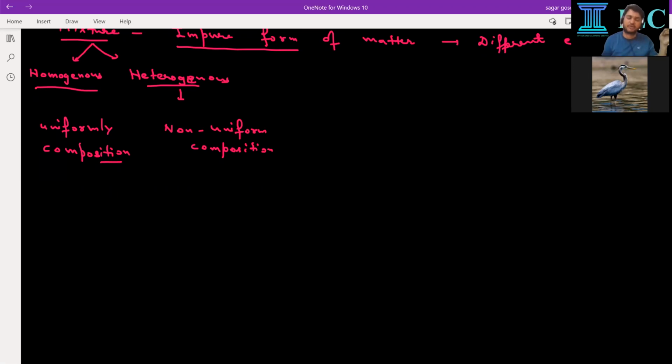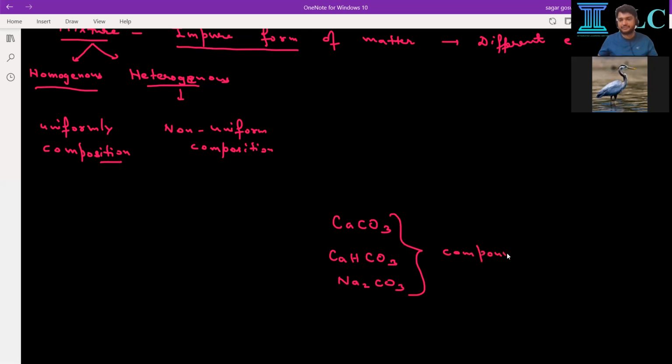Suppose you put water and alcohol in any random amount, it is a mixture. But if I say calcium carbonate, calcium bicarbonate, sodium carbonate, and NaHCO3, baking soda, sodium bicarbonate, all these are compounds. All the formulas like CaCO3, calcium carbonate, calcium bicarbonate or calcium hydrogen carbonate, it is the same meaning, and sodium carbonate Na2CO3. All these are considered compounds because they combine in a fixed ratio.